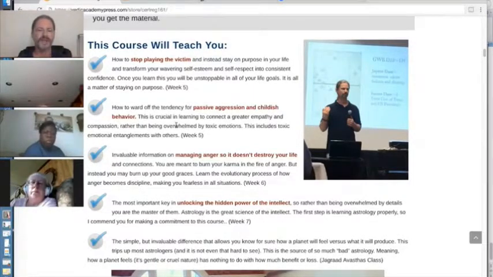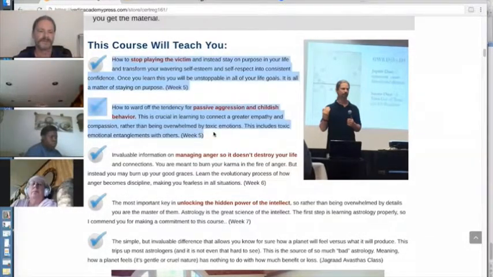Passive aggressive and childish behavior. That's the nature of the moon. This is why you act that way, because you don't understand the true nature of the moon. You think it's this, you try to maybe get attention or ward off this vulnerability. So it's crucial to learning how to connect to greater empathy and compassion rather than being overwhelmed by toxic emotions. This includes toxic emotional entanglements with others. So again, these are the qualities of the sun and the moon that you learn.